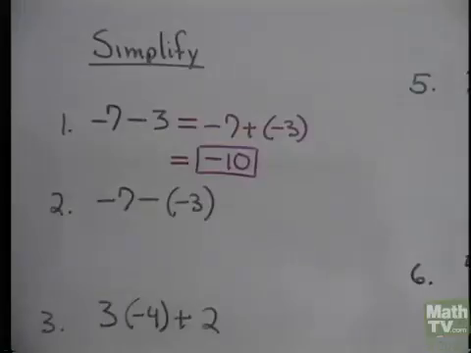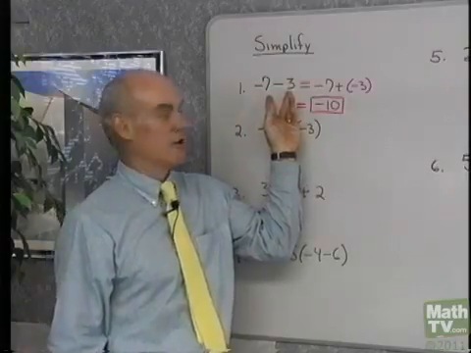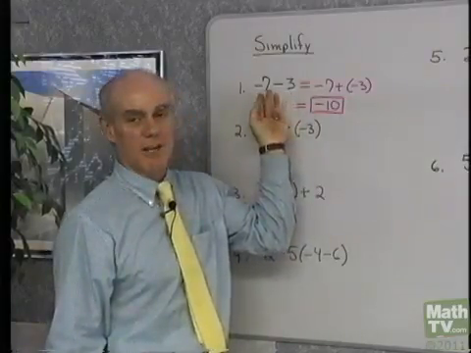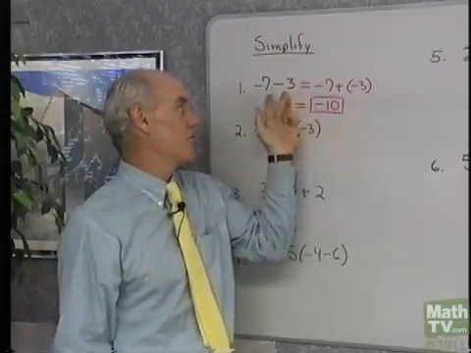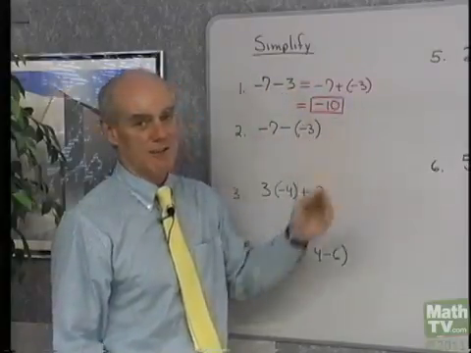So when I do subtraction myself, I always think in terms of addition. When I see this problem, I think to myself, negative 7 plus negative 3. You can write it this way if you want, but you don't have to. You can just think it that way and get negative 10.